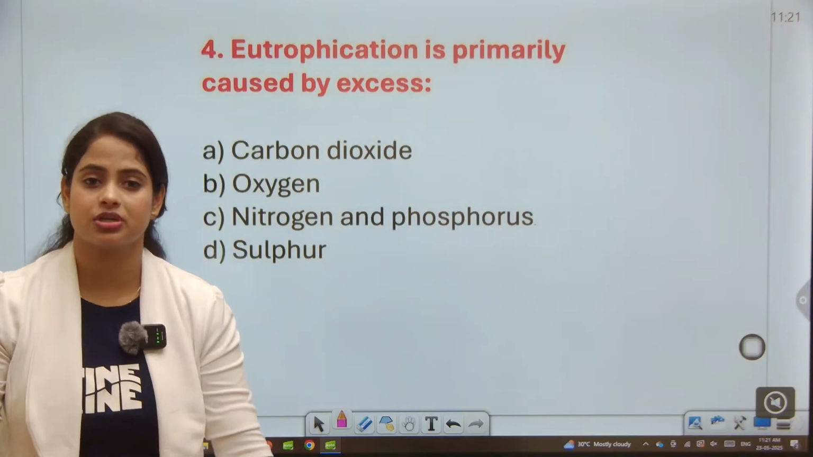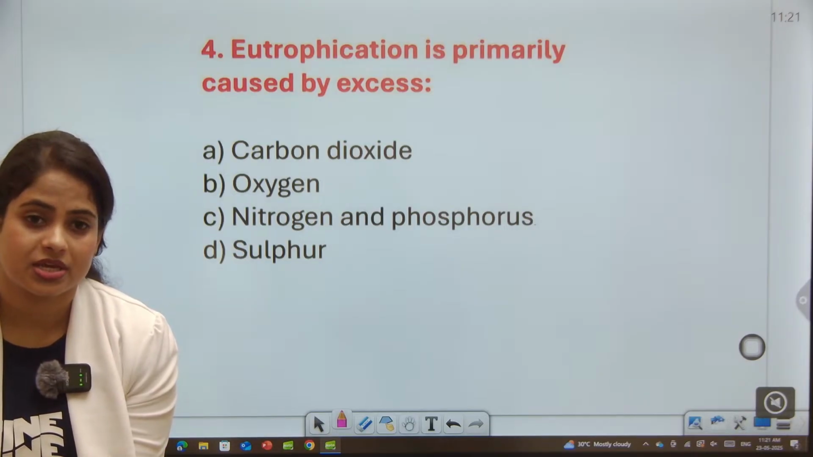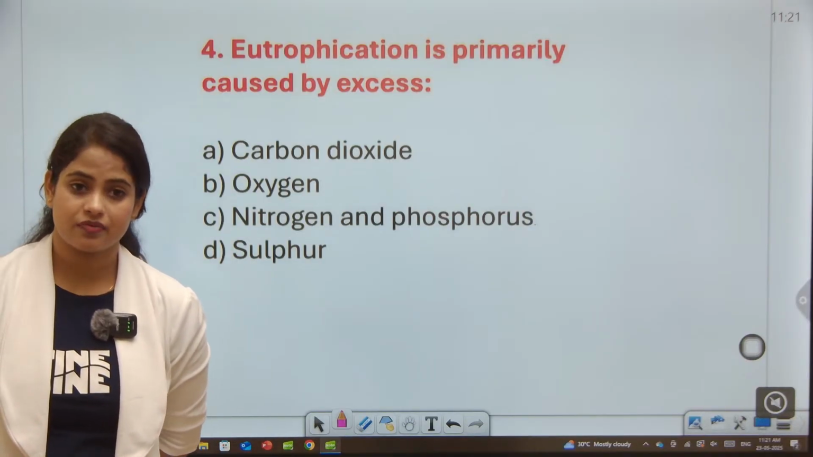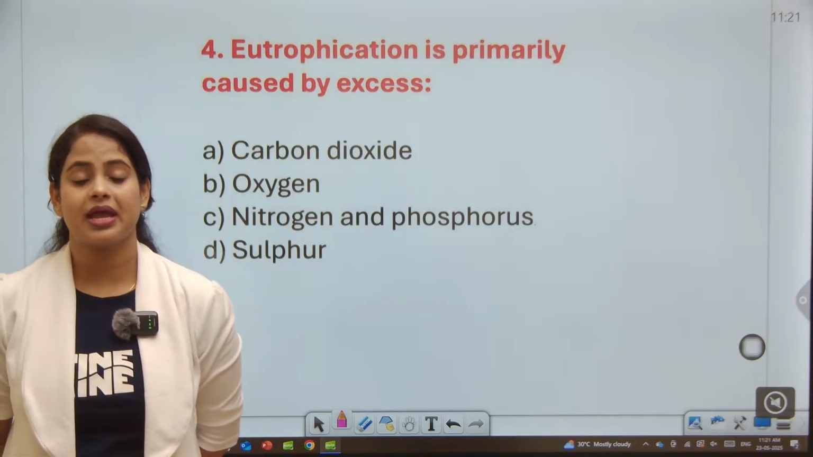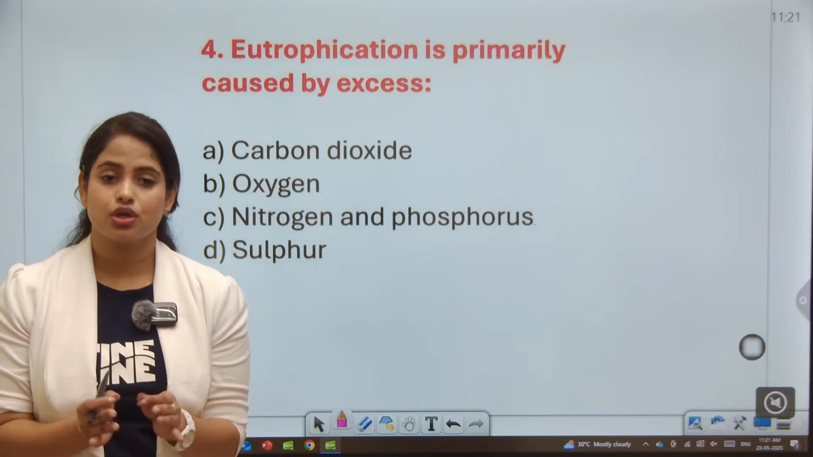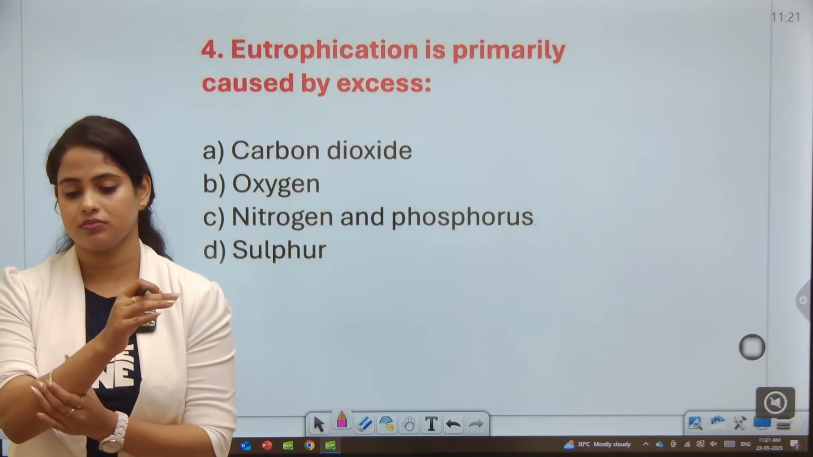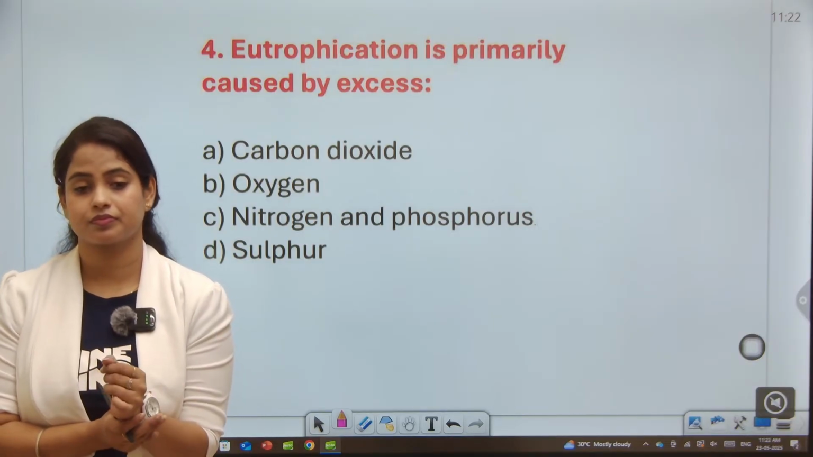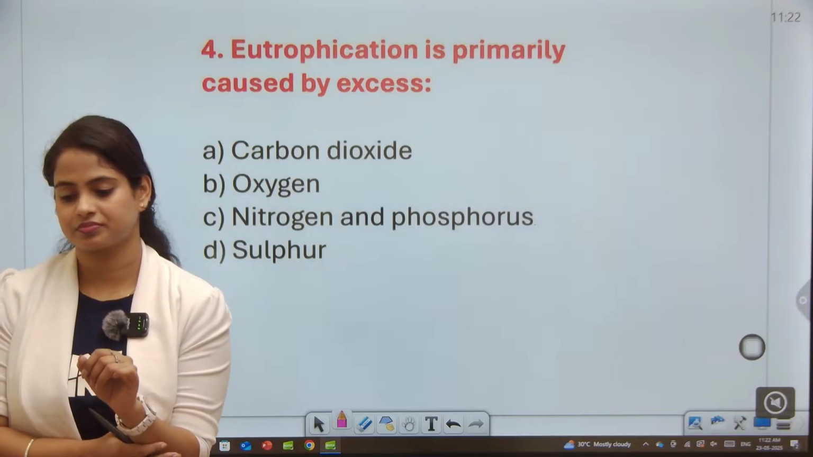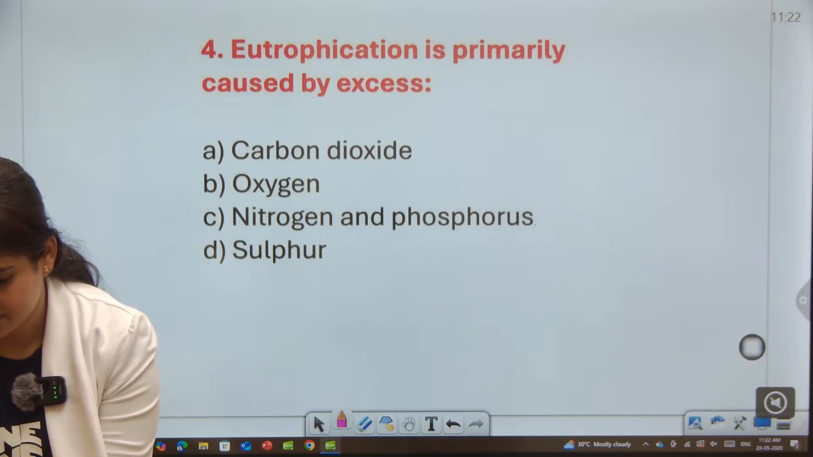Tell me, eutrophication is primarily caused by excess what? Carbon dioxide, oxygen, nitrogen and phosphorus, or sulfur. What will be the right answer? Tell me the right answer in the comment section.